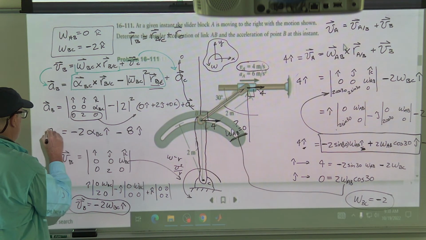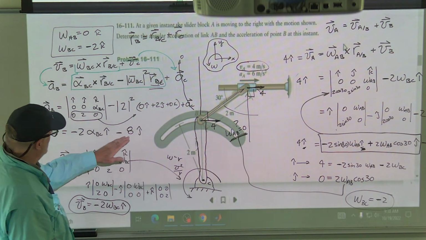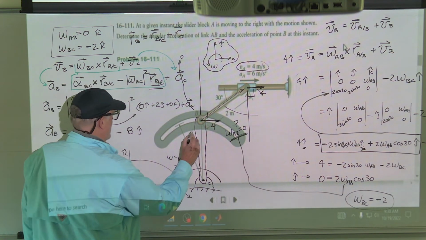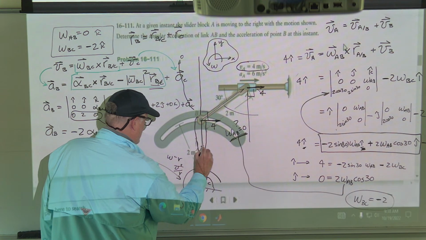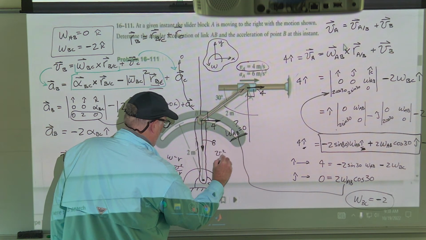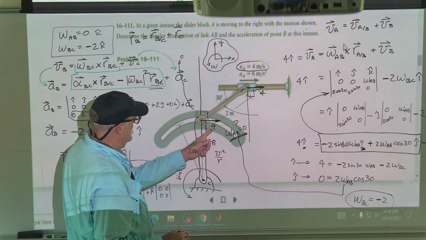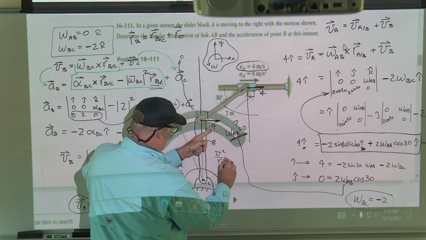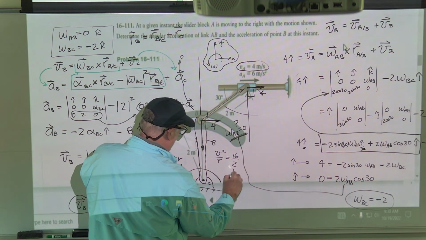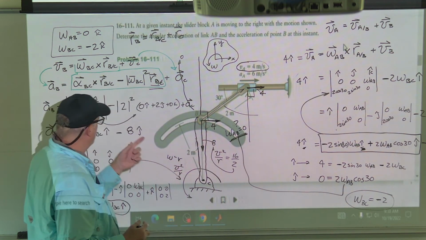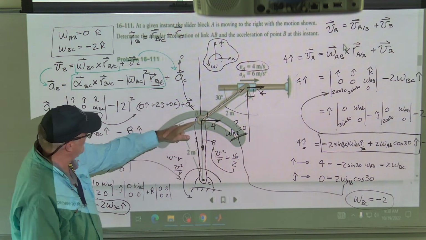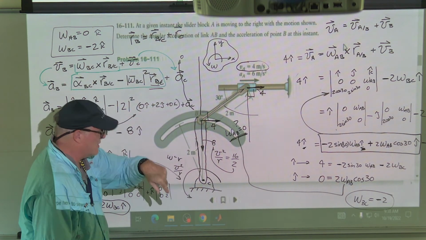Now, what's funny, stare at this for a minute. This points in the negative j. It's like this. It's 8. What's v squared over r? 16. Distance of 2 becomes 8. So in fact, that is the centrifugal component, that b going towards the center of rotation there.